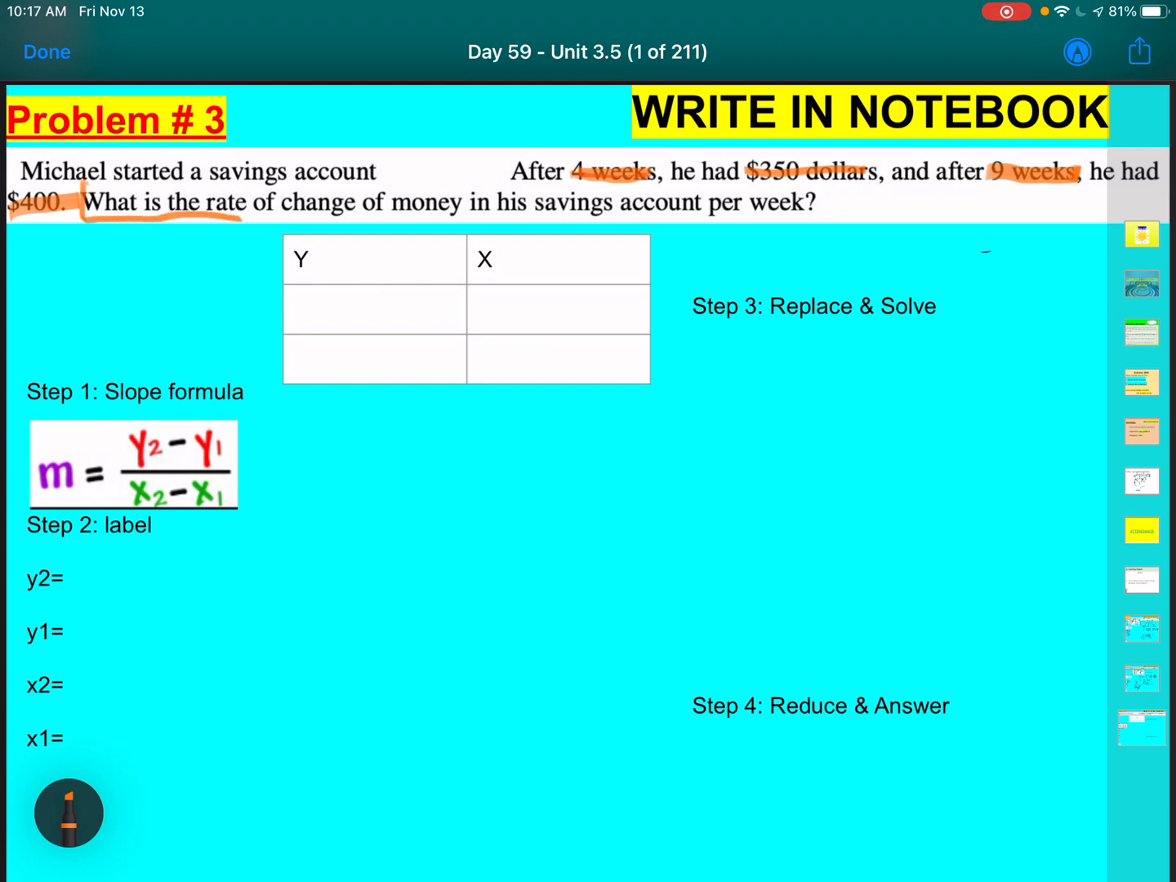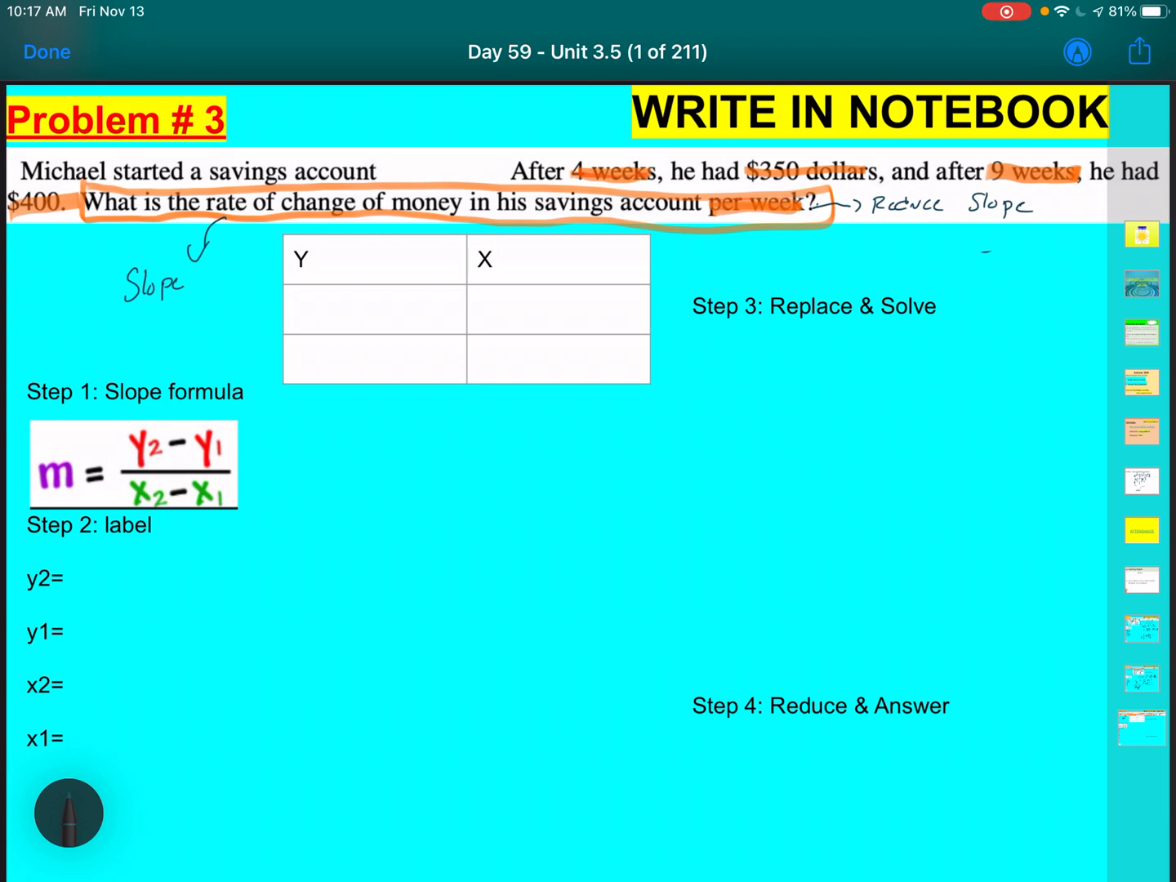So again, I'm going to box that question because that's what I'm looking for. What is the rate of change of money in his savings account per week? So I'm going to make sure I highlight that because that's telling us right there that we need to reduce. Whatever our slope is going to be, we need to reduce the slope, right? Rate of change means slope.